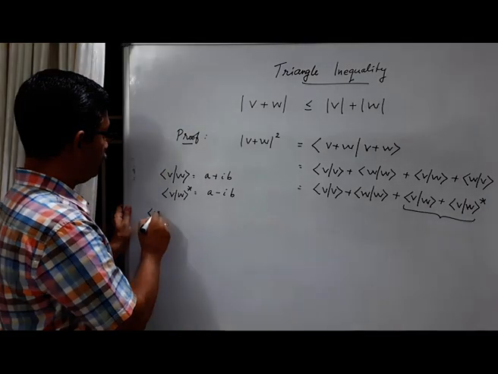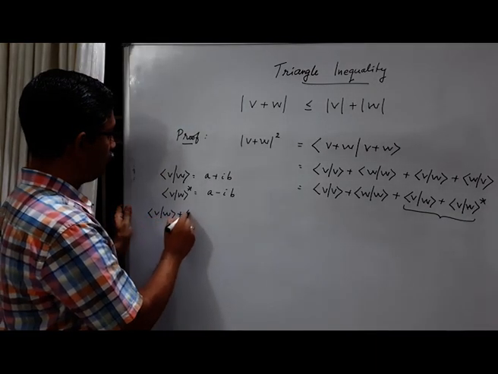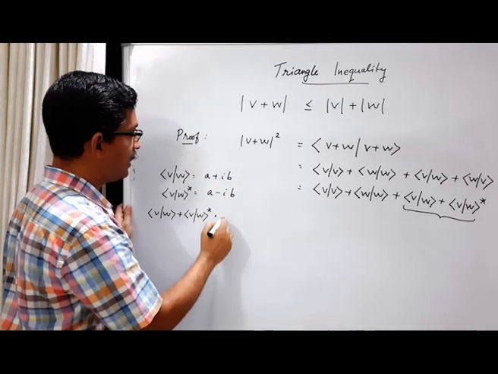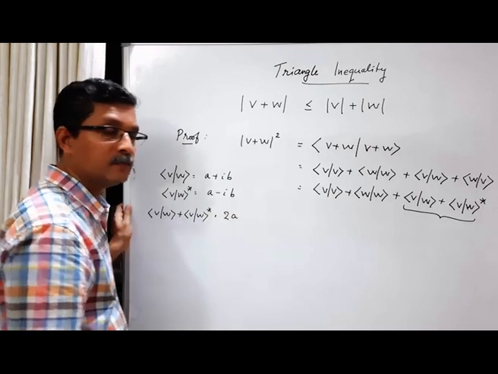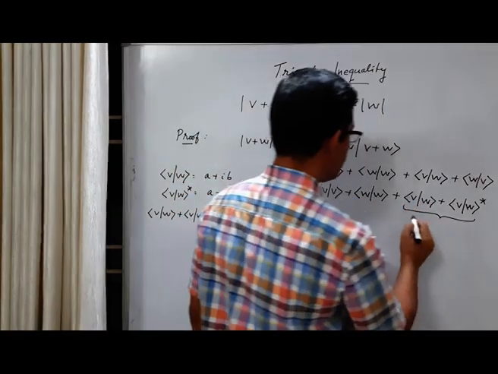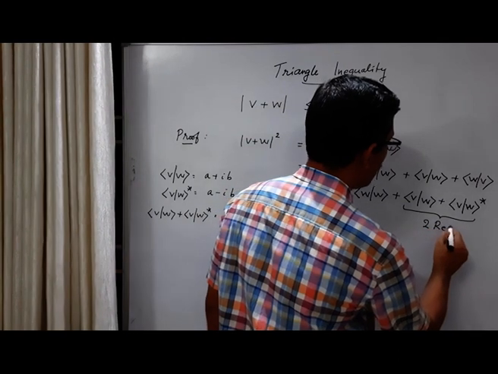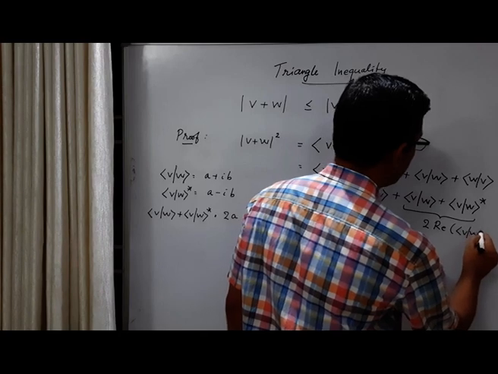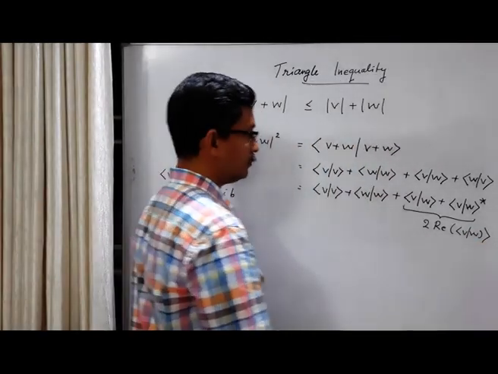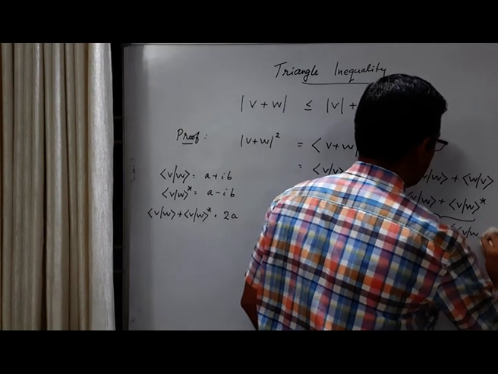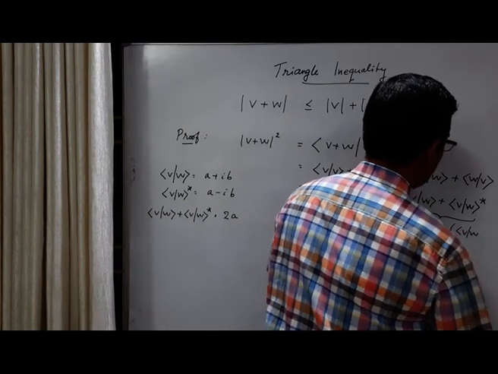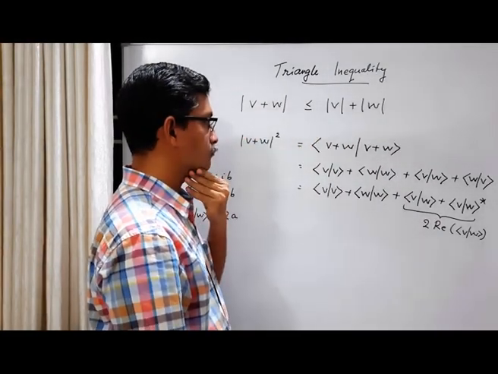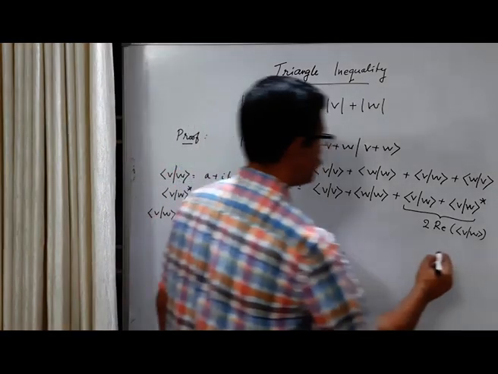So when you add a complex number with its complex conjugate, what do you get? When you add these two, the imaginary part will cancel, we get 2 times the real part. So this sum we can write as 2 times the real part of the inner product of v with w. Let us call this equation 1.